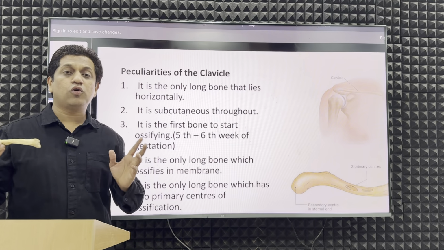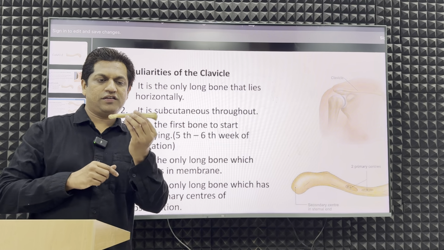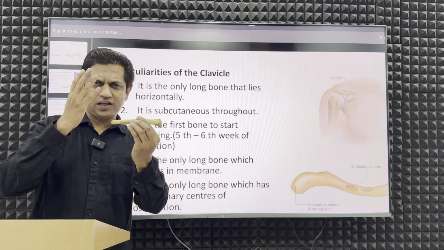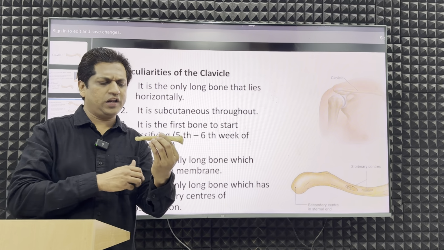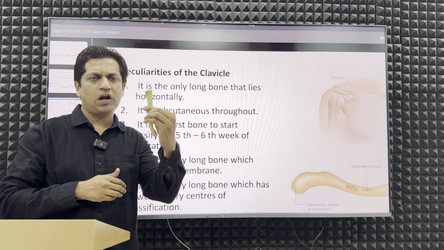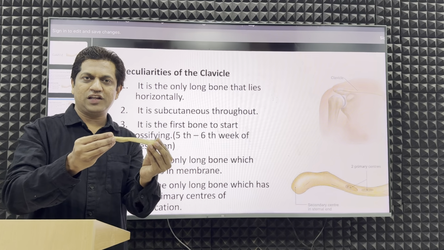Then the peculiarities of the clavicle. It is the only long bone which lies horizontal in our body. The other bones, like the humerus in the upper limb or the femur in the lower limb, or any other long bone, are all vertical, but this is the only long bone which is horizontal in our body.